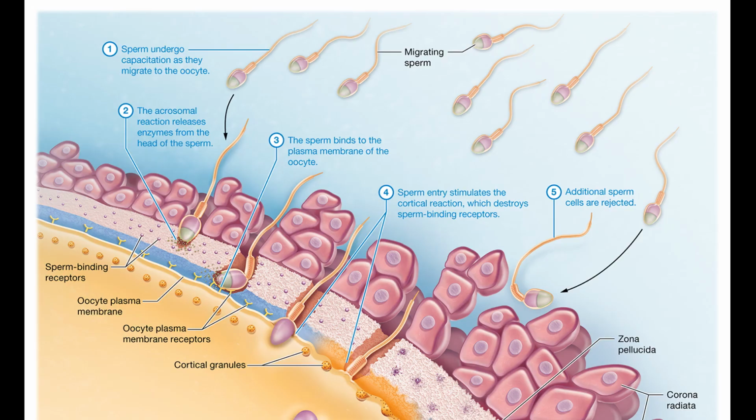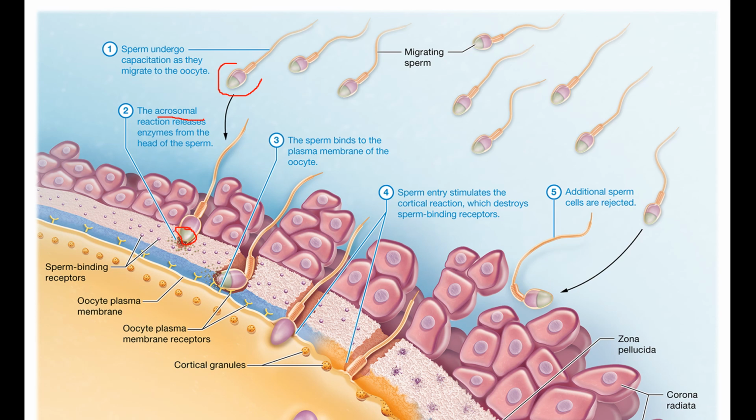So those sperm are going to undergo their capacitation as they migrate to the oocyte, and you see they're heading their way. They're following that secretion of progesterone, and eventually they will come in contact with the secondary oocyte, and they're going to begin doing the acrosomal reaction, and it's going to release all of those enzymes from the acrosome, this sort of green-looking tip. It's going to release all those enzymes from the sperm cell.